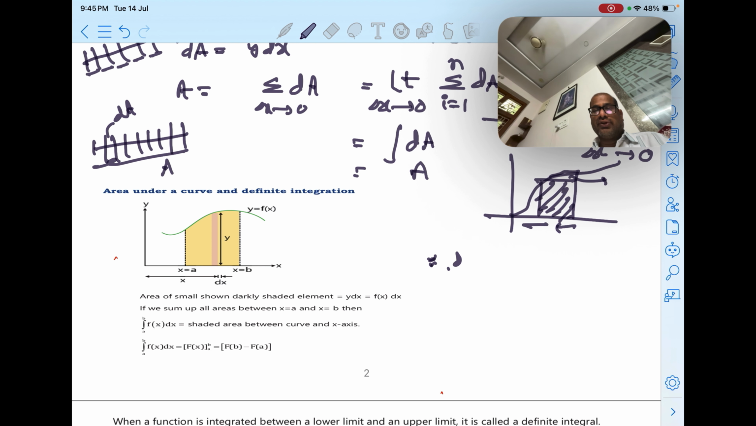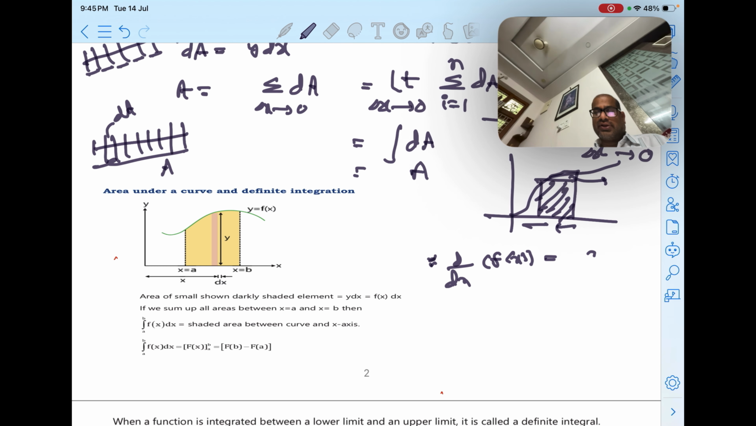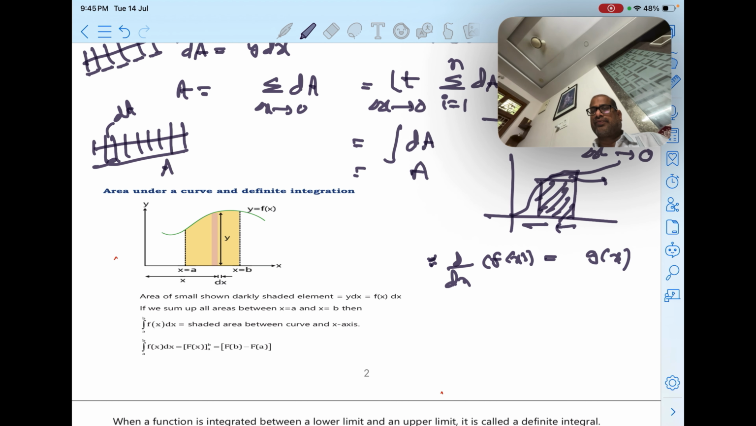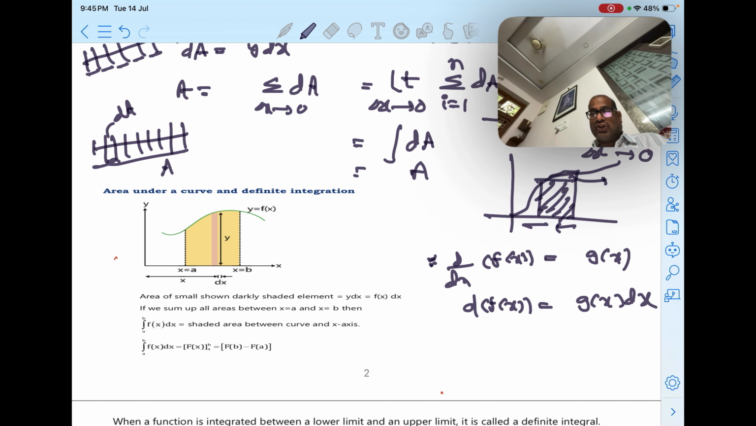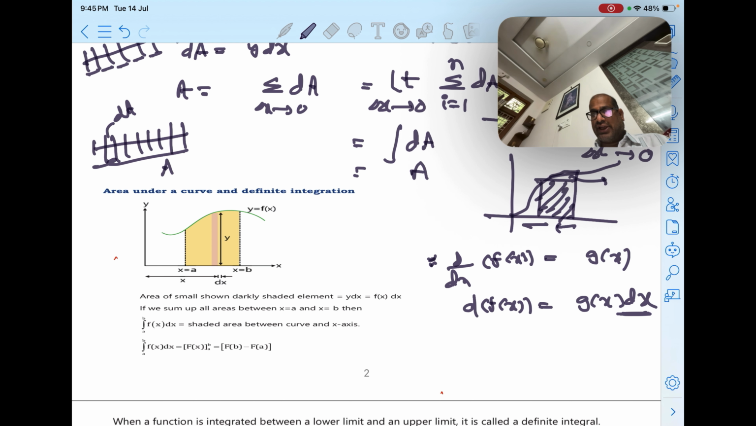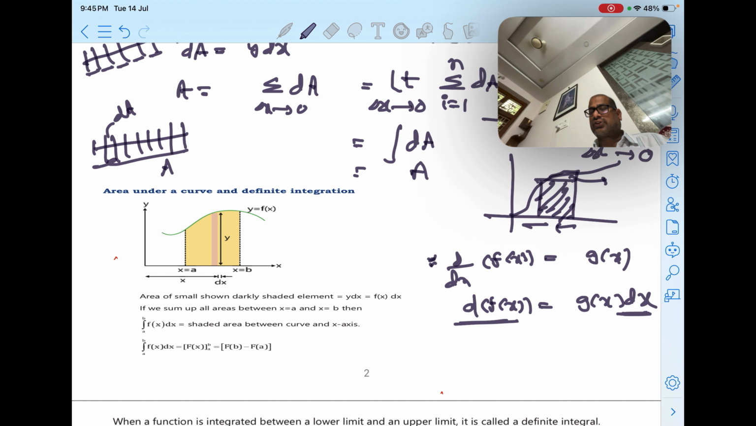Keep in mind this point, all of you. If I find d by dx of some function f of x and get g of x, this means the small change in f of x is equal to g of x into dx, with respect to x. So with respect to the small change dx in x and the functional change d f of x, the total change in functional value is how much? That is integration. Here differentiation and integration cancel.